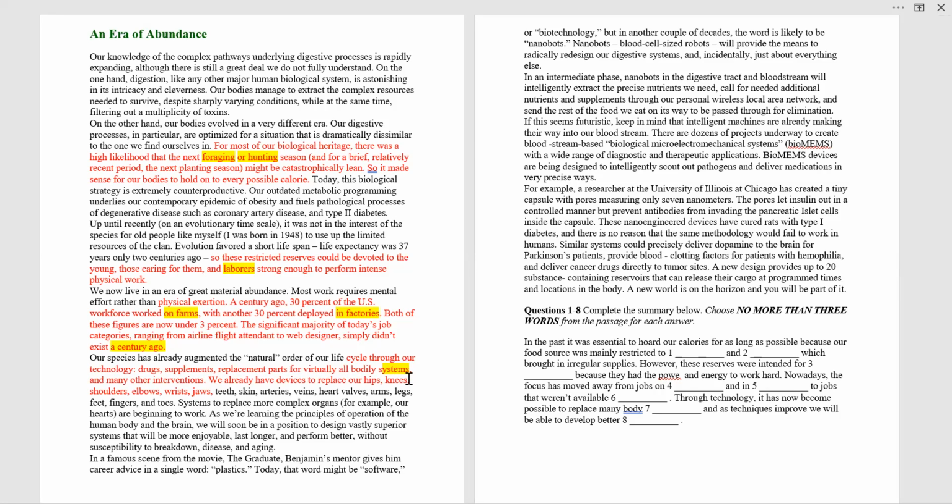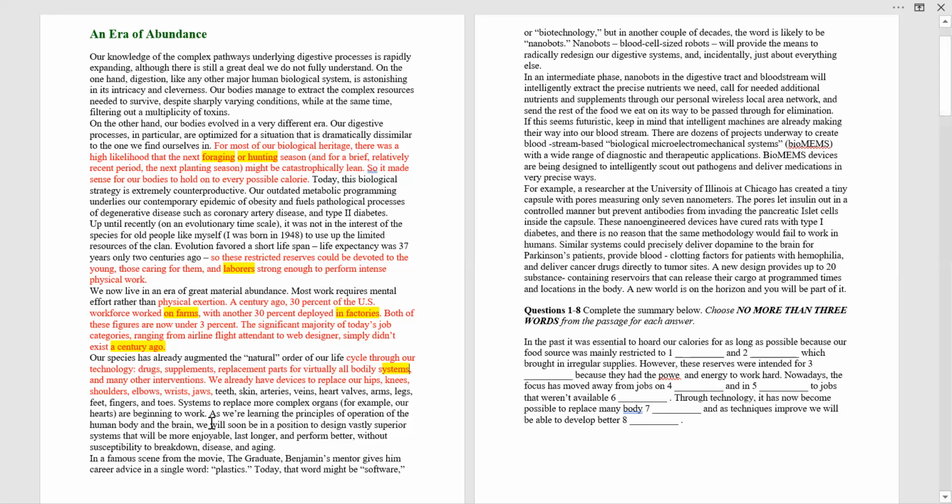Natural order of life cycle through technology, replacement parts, supplements, replacement parts for virtually our bodily system, and many other intervention. We only have devices to replace our hips, knees, shoulders, elbow, wrist, jaw, teeth, skin, artery, vein, heart, valve, arm, leg, feet, finger, and toe. As we learn the principle of operation of the human body and the brain, we will soon be in a position to design vastly superior systems that will be more enjoyable.